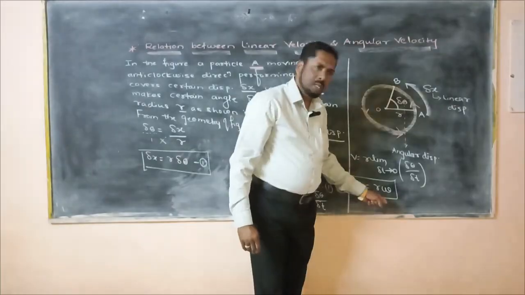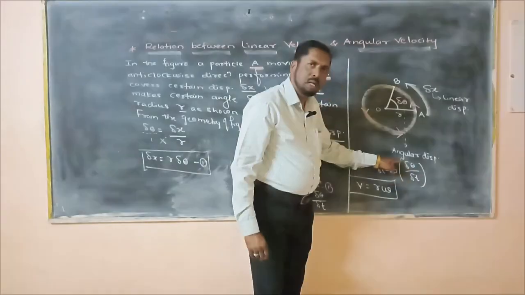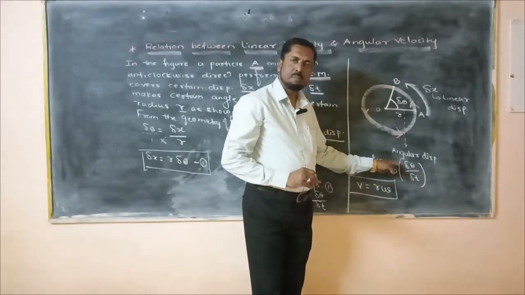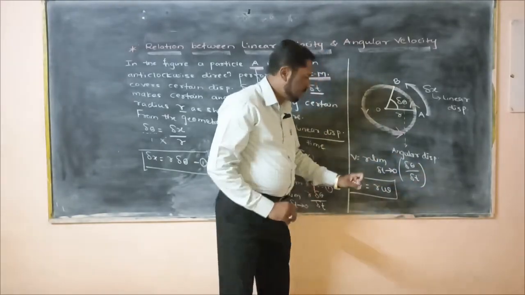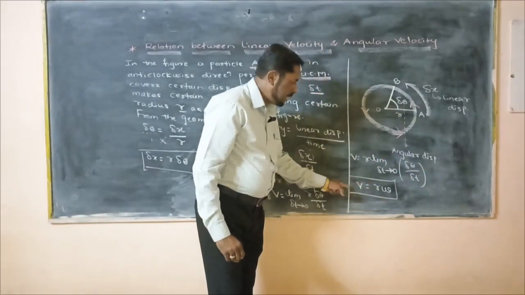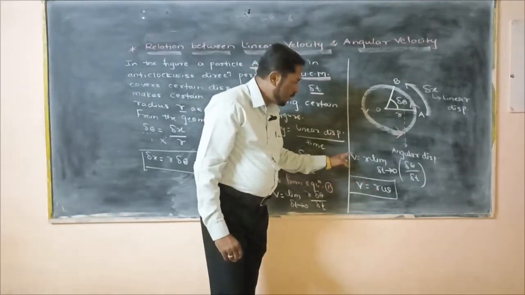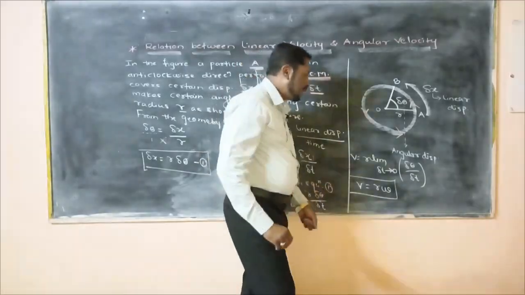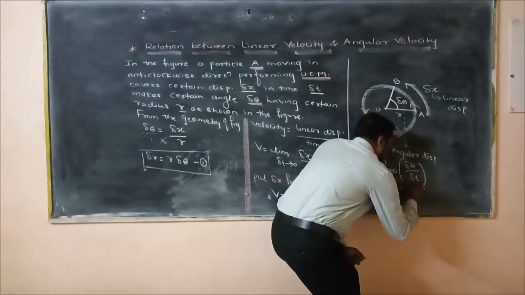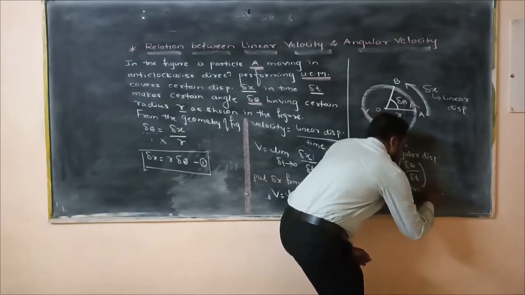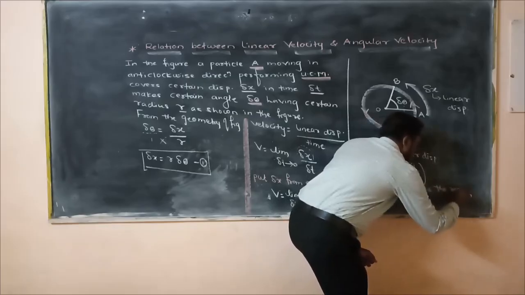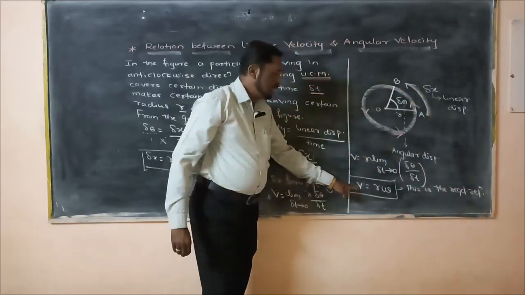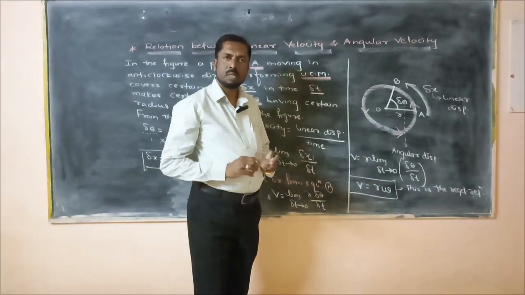And what is angular velocity? It is the ratio of angular displacement with respect to time. The ratio of angular displacement with respect to time is called angular velocity, and it is written as omega. So what we have got here: v is equal to r omega. This is the required relation between linear velocity and angular velocity.